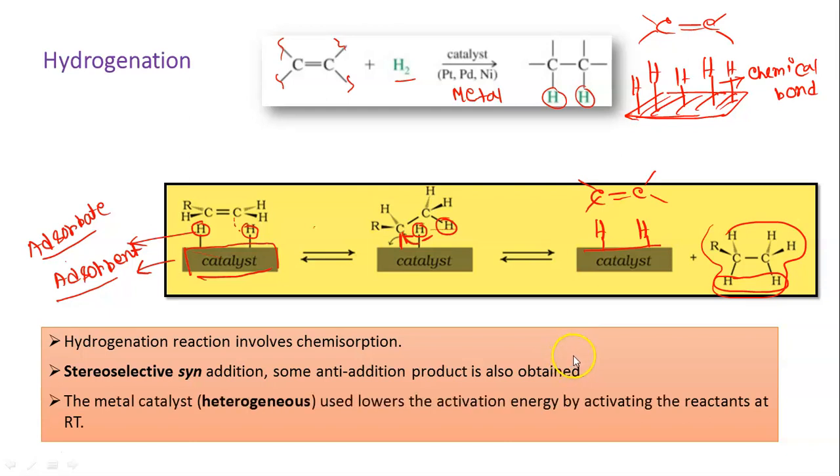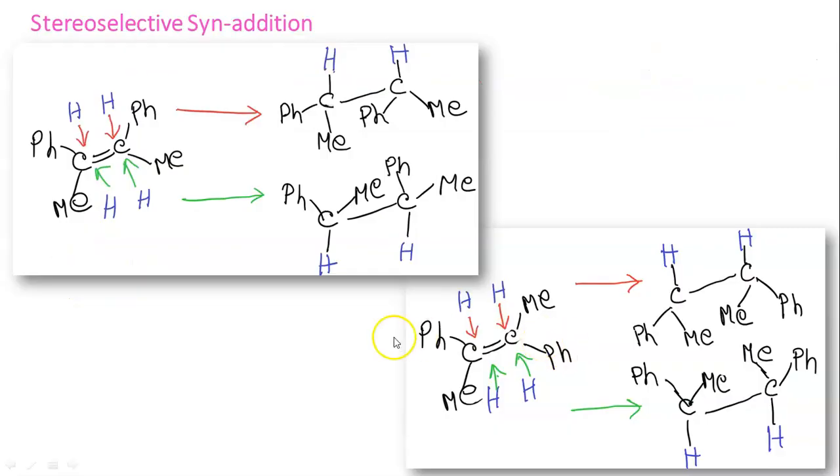And finally the metal catalyst, that is a heterogeneous catalyst, is used because it lowers the activation energy by activating the reactants. Because if we do not use the metal catalyst, then the reaction will not take place at room temperature, because the activation energy is very high. That is why the metal catalyst is used, to reduce the activation energy, so that we can do the reaction at room temperature.